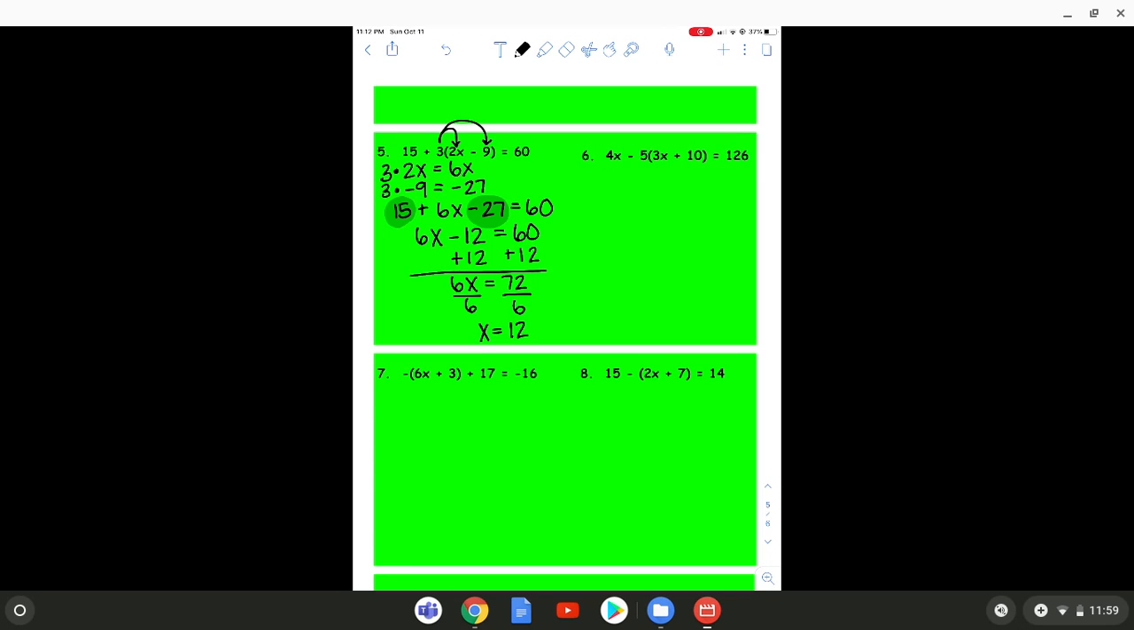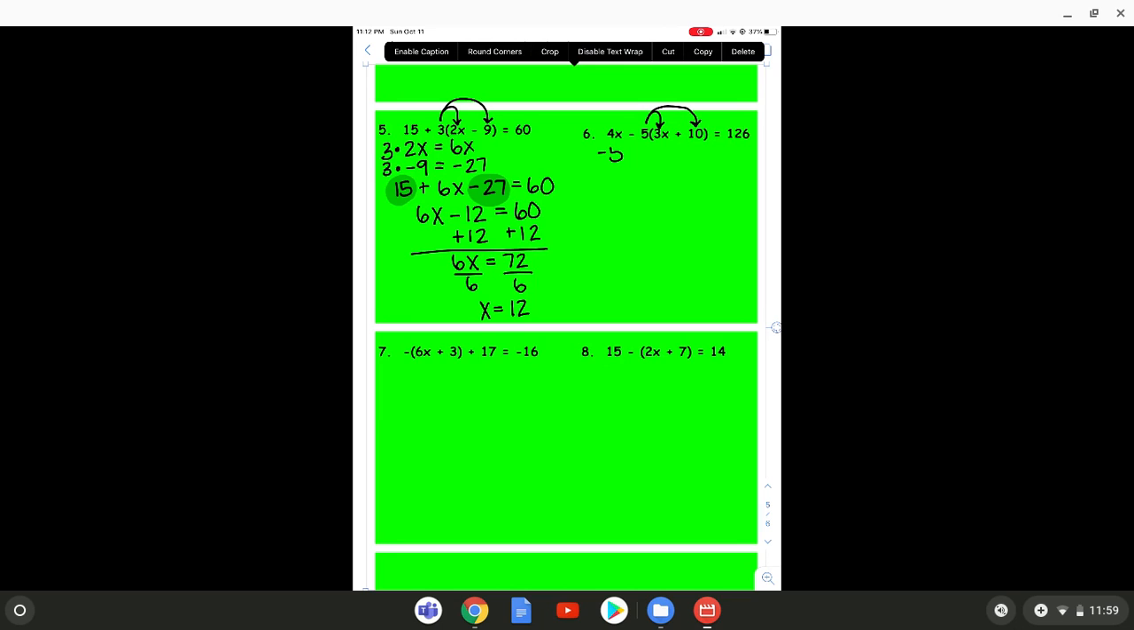So moving to number 6, I need to check to see if I need to distribute. And I see I have parentheses, which means I do. So I'm going to take this -5 and I'm going to distribute it to my 3x and my positive 10. So I have -5 times 3x, and I have -5 times 10. So I'm going to get -15x, and I'm going to get -50.